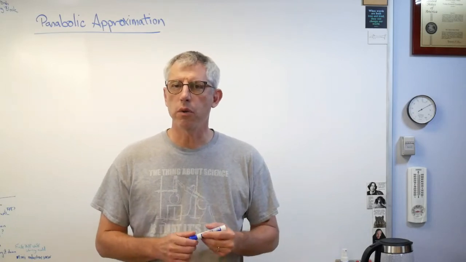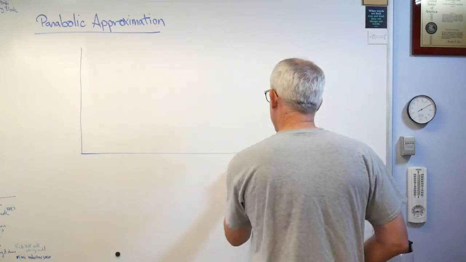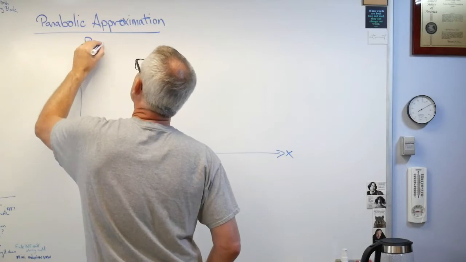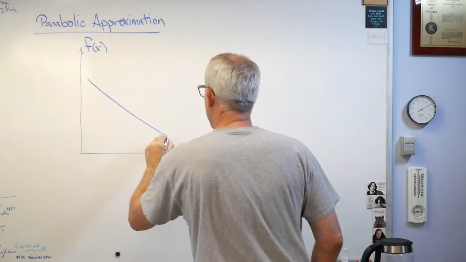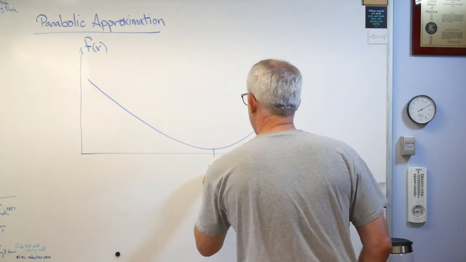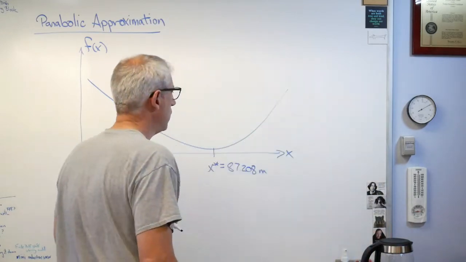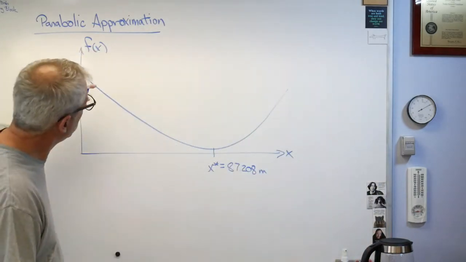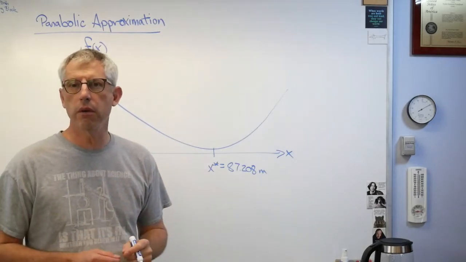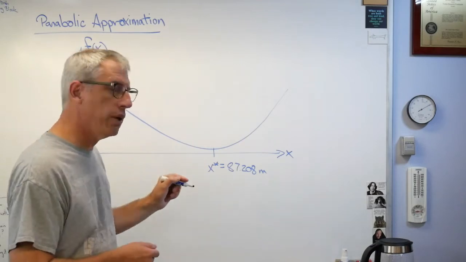So what we're going to do is we're going to imagine a curve, and we're going to take a real simple one here. Maybe the lifeguard problem. Okay? Remember the lifeguard problem, x star was 87.208 meters. Now, the whole game here, remember, is that we're trying to find the minimum value of a function without knowing what the function looks like. We know how to calculate it, but we don't have a picture of it.